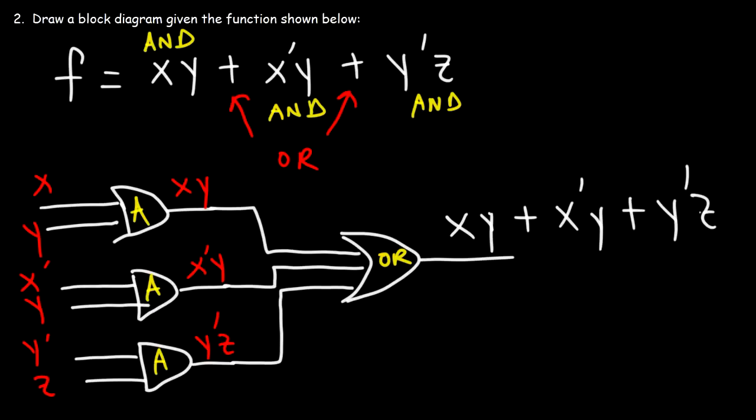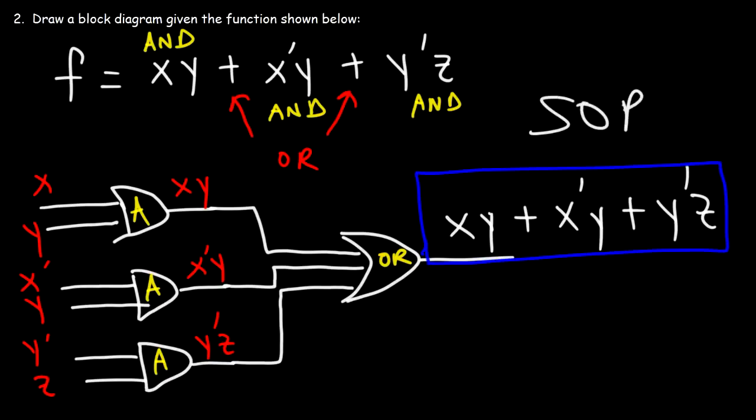Now, something else that you need to know. This expression here is something known as an SOP expression, which stands for sum of products. xy is a product, as mentioned before. x prime y is a product, and y prime z is a product. So we have three product terms, and we're adding them. So that's a sum of products expression.